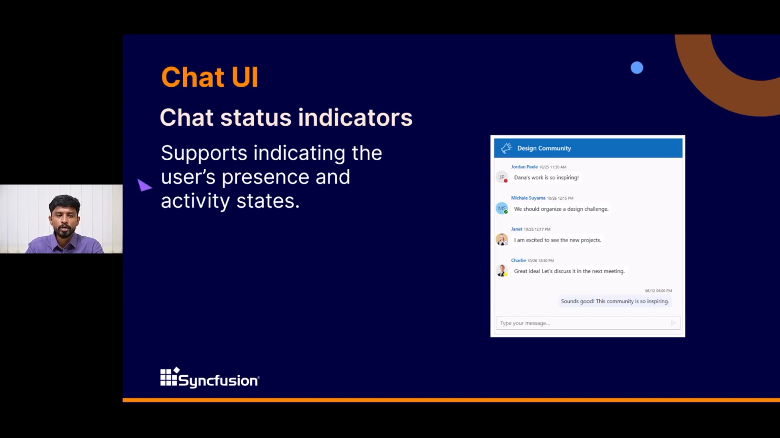Next, we will come to the chat UI. It has a number of enhancements, starting with the chat status indicators. As you can see in the image, the chat UI supports indicating the user's presence and activity states, which includes online, offline, busy, and away statuses, which is very common in most chat applications like Teams.